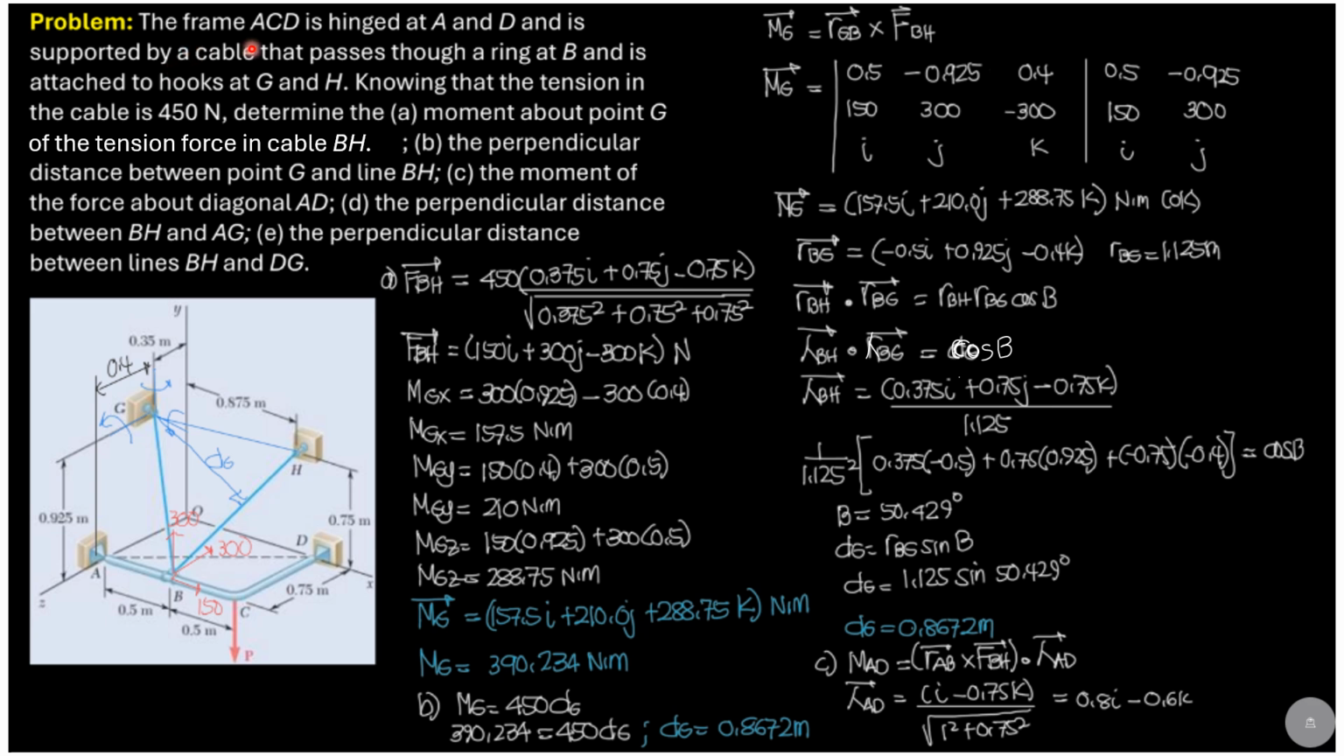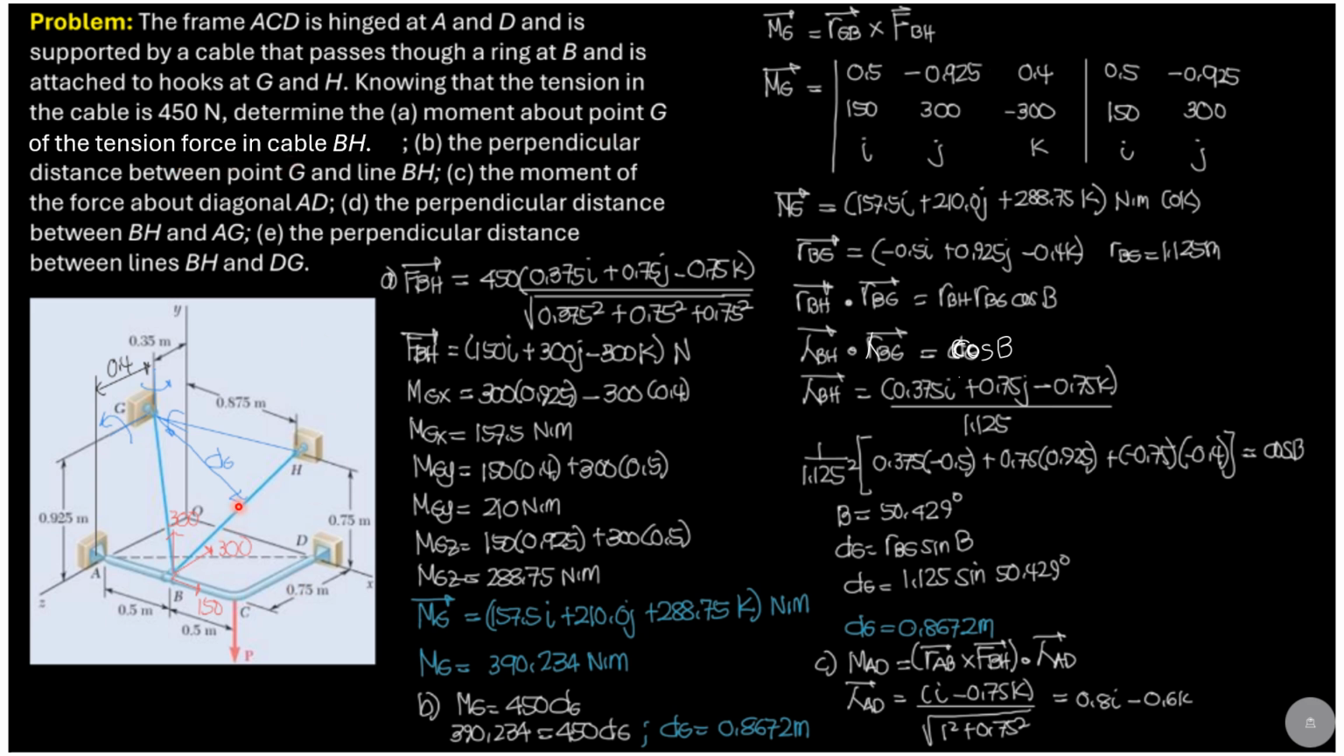So here is the problem. The frame ACD is hinged at A and D and is supported by a cable that passes through a ring at B and is attached to hooks at G and H. Knowing that the tension in the cable is 450 newtons, determine letter A, the moment about point G of the tension force in cable BH.